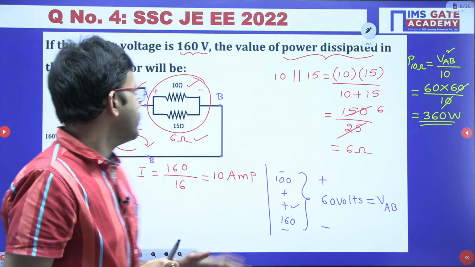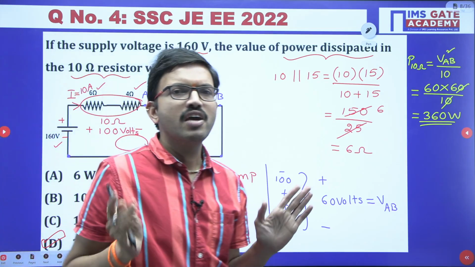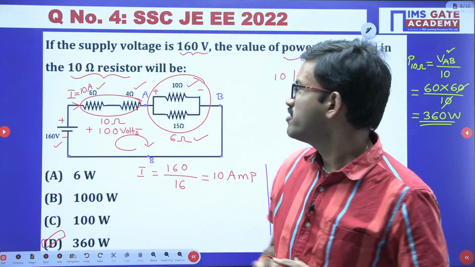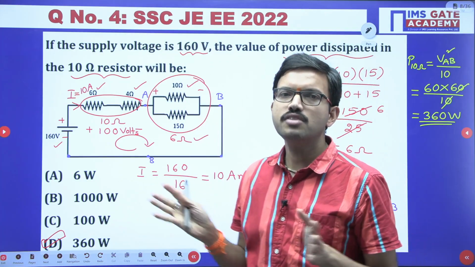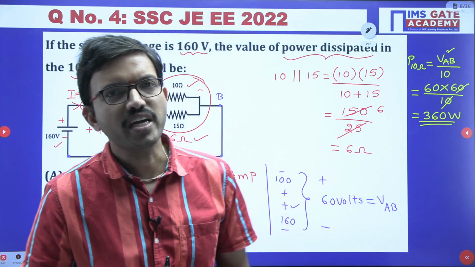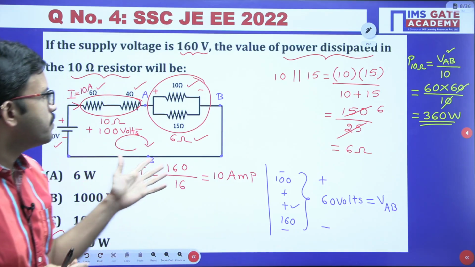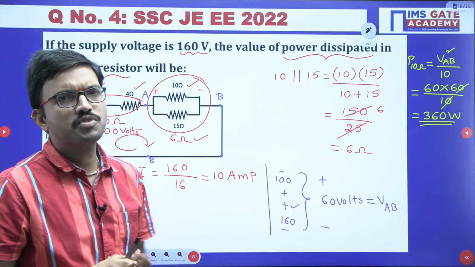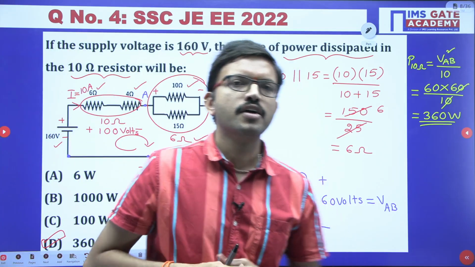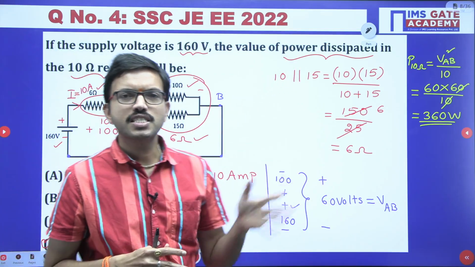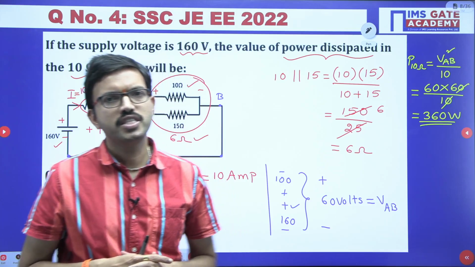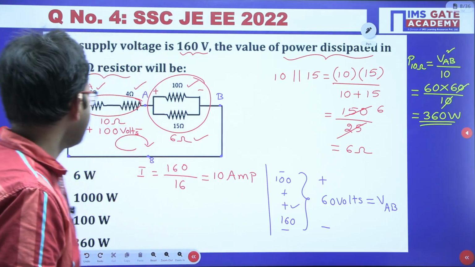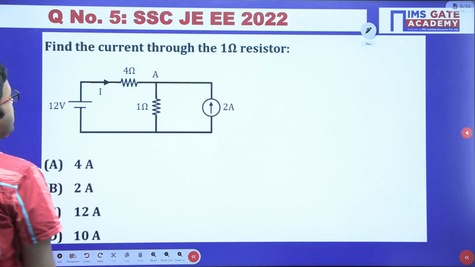In this way, just observe the circuit diagram. Wherever simplification is possible with the help of resistances, there you can do the equivalent resistance. After that, based on the requirement, you can apply KCL or KVL or Ohm's law, whatever the laws. With the help of whichever law you can solve the question in a simpler way, better you follow in that manner. Okay, next question.